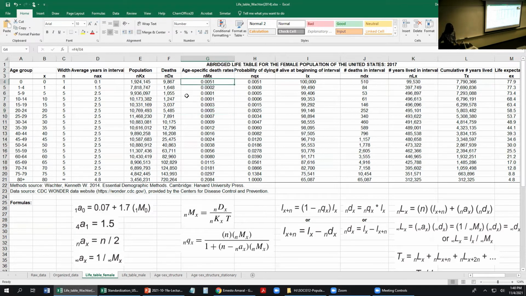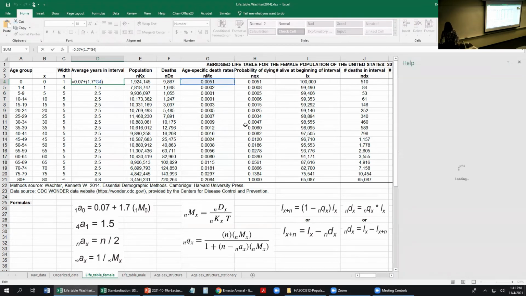This one here is the number of people dying before reaching age 1 divided by the number of people who were born in that specific year. This rate for this first age group is the infant mortality rate, exactly the M01 shown at the bottom of the table. So for the AXN, how do I calculate it? Just implement this formula. This cell equals 0.07 plus 1.7 times the infant mortality rate.